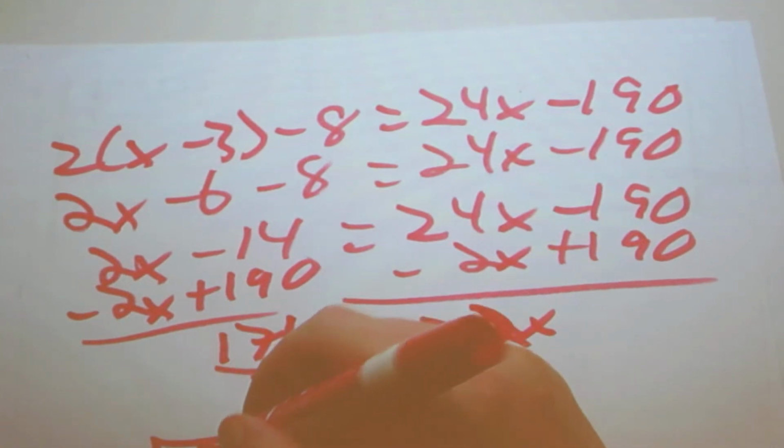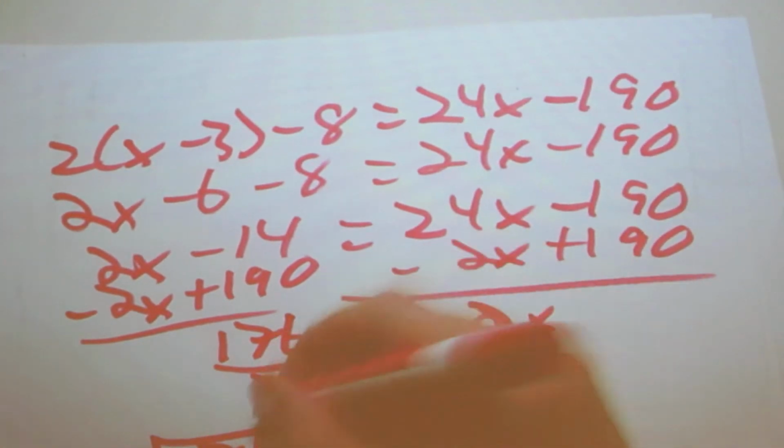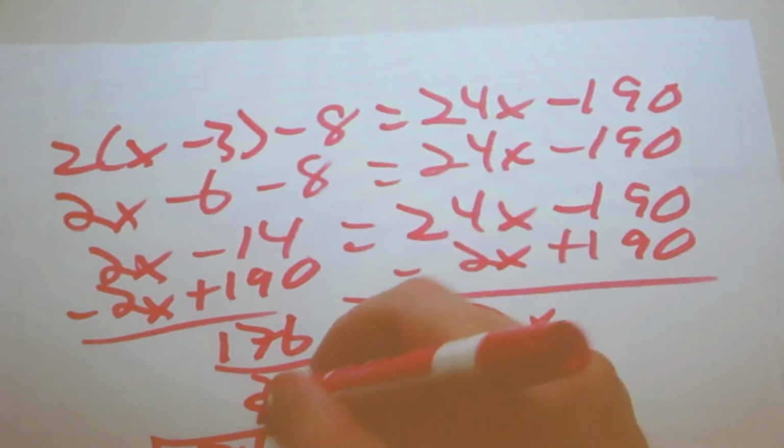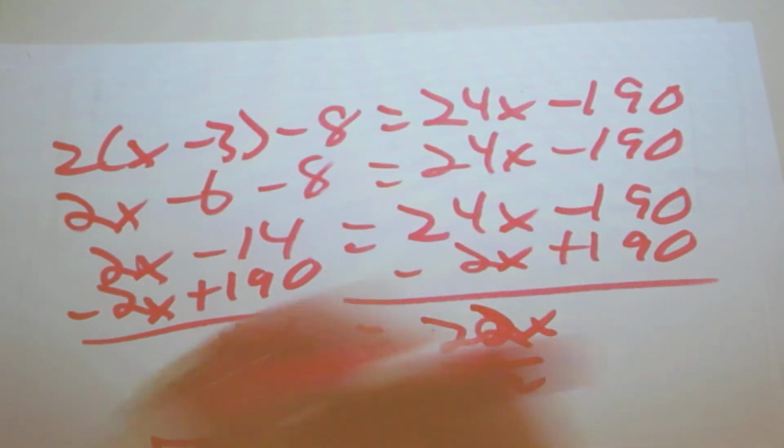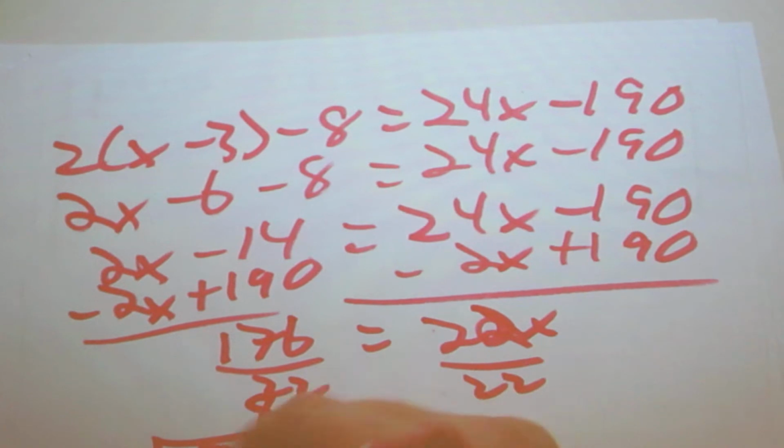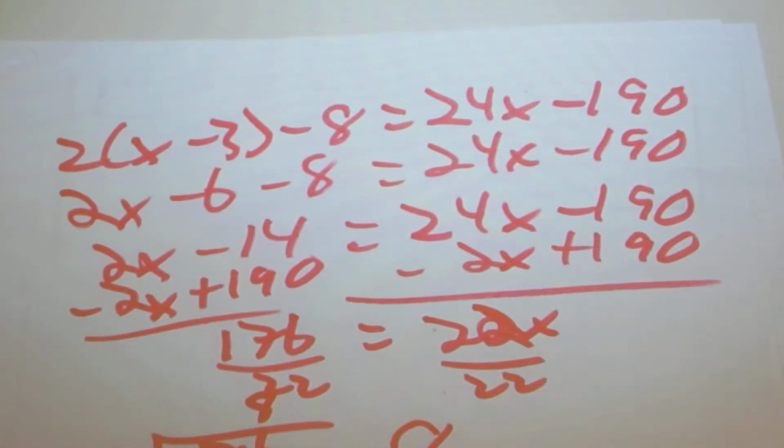2 will go into 17 8 times, so that's what I'm going to guess. That is an 8. 8 times 2 is 16. 8 times 2 is 16 plus 1 is 17. So our answer here is 8.